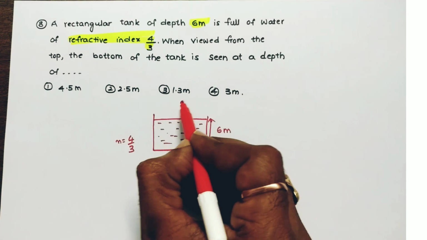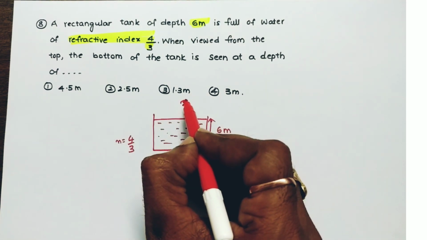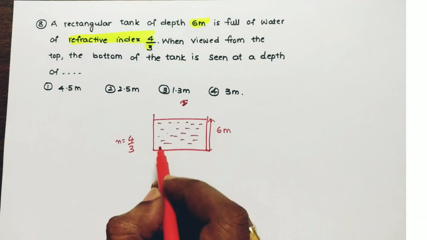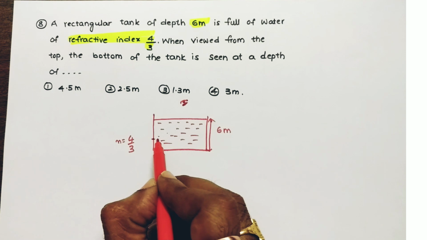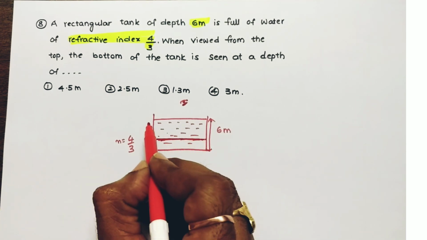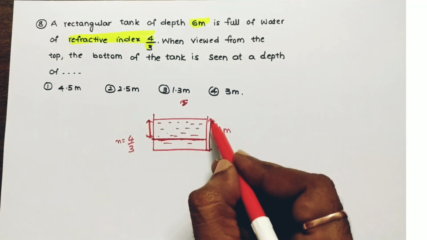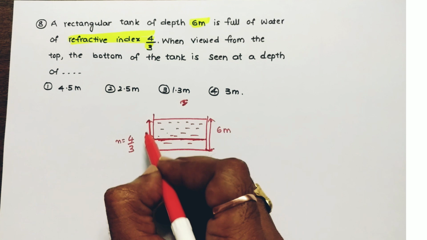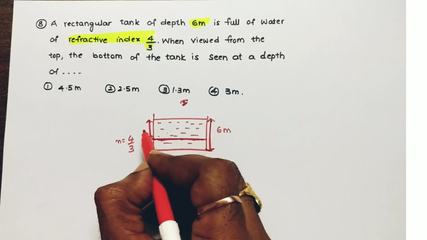So when viewed from the top, if you are watching from the top, the bottom of the tank is seen at a depth of, suppose the bottom of the tank is seen here. Now we have to calculate this depth. This is the real depth and this is the apparent depth.